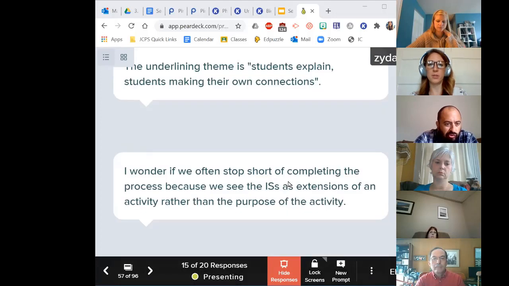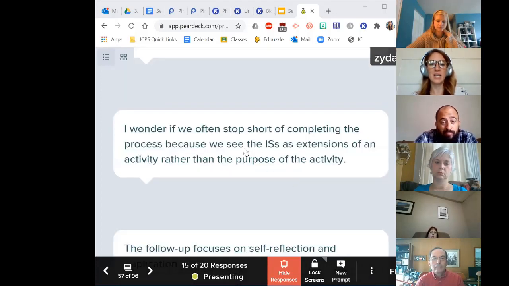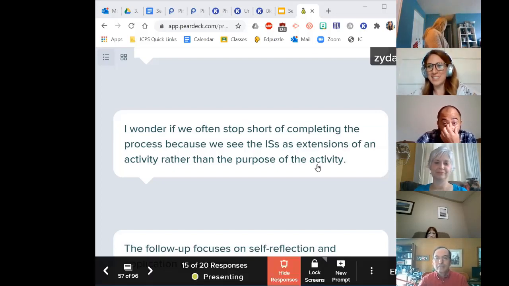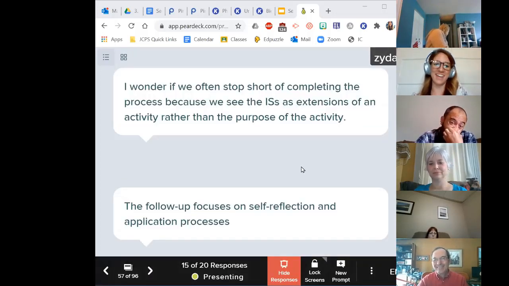I wonder if we often stop short of completing the process because we see the "is" as extensions of an activity rather than the purpose of the activity. I would say, yeah, I think I stop short in activities a lot and think, well, they got it. They got the results they needed. They must know, we're moving on. And then I ask them to explain later and I'm like, why did we run this activity? You guys can't tell me anything about it. So yeah, we do. We stop short a lot.